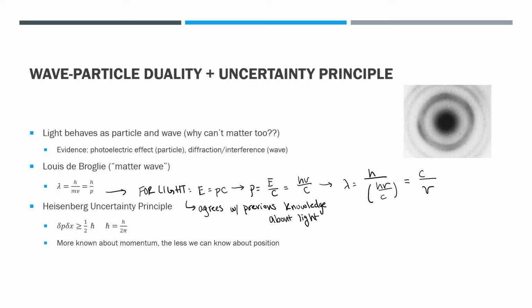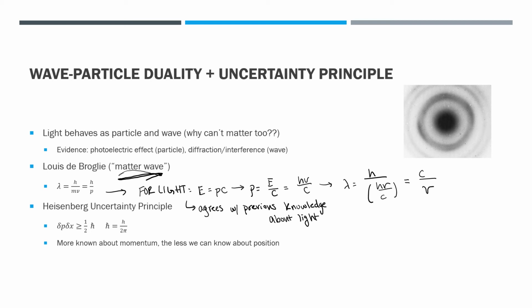And so he came up with the idea of a matter wave, that every piece of matter, along with being a particle, like how we generally think of matter, also has a wave that is associated with that particle. And the wavelength of that wave is given by his equation. It's given by Planck's constant divided by the momentum of that particle.